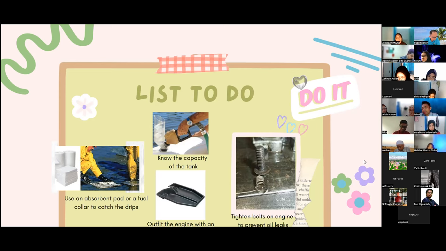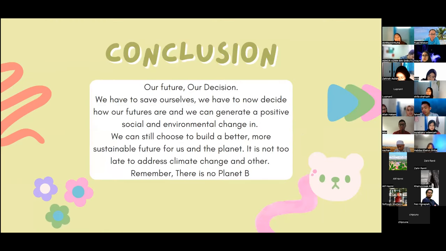manages them efficiently. The spill should immediately be contained and cleaned up with absorbent pads or boom to prevent their spread. So for the conclusion, our future, our decisions, we have to save ourselves. We have to decide now on our future, and we can generate a positive social and environmental change. We can still choose to build a better, more sustainable future for us and the planet. It is not too late to address climate change and other issues. And always remember that there is no planet B.